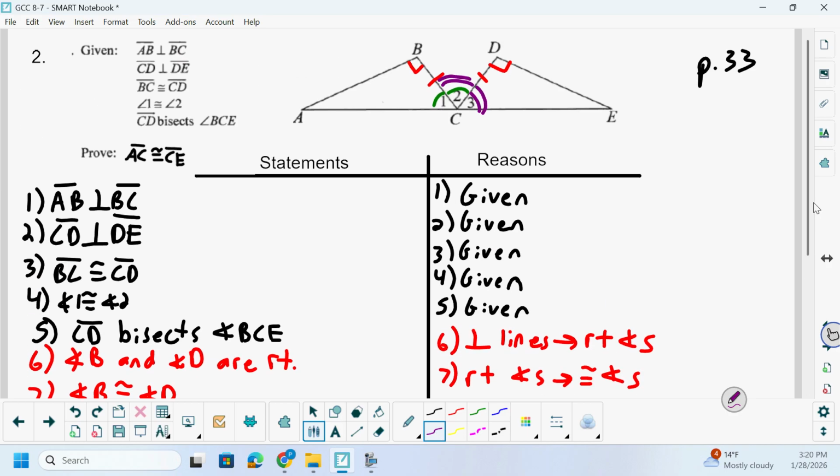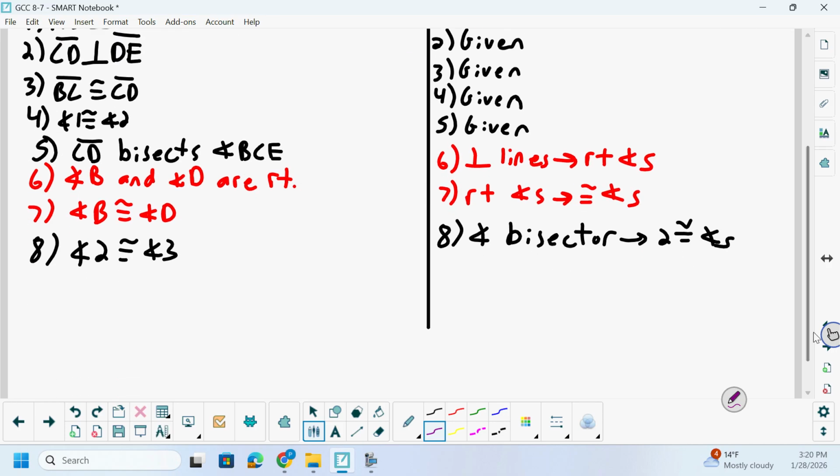And what we want to notice is that angle 2 got marked up in two different ways. So that means there's two angles that are congruent to angle 2. Whenever there's two things congruent to the same thing, we should be using our transitive property.